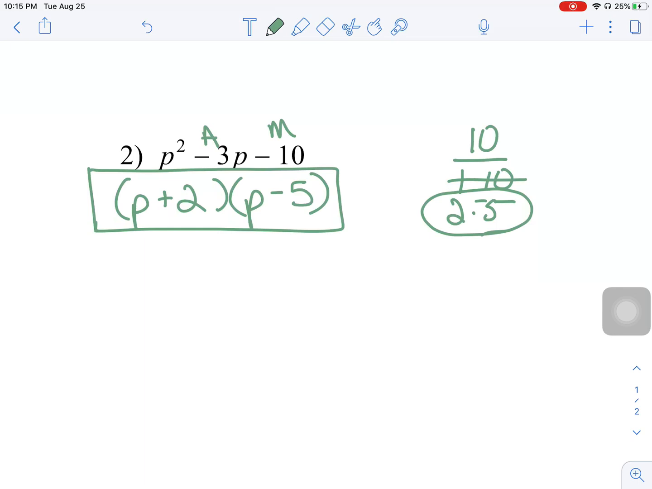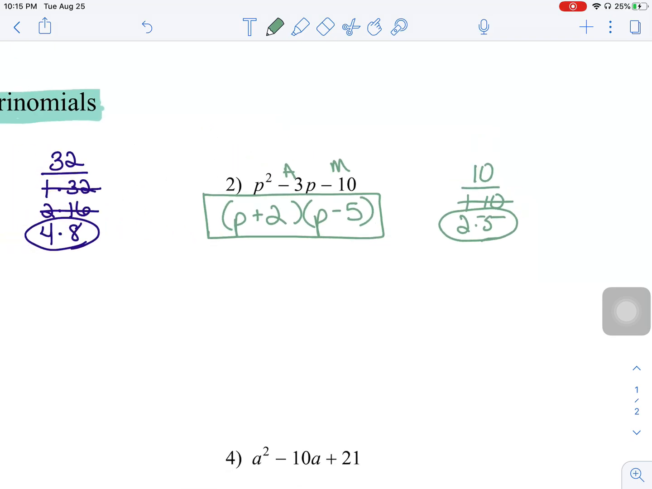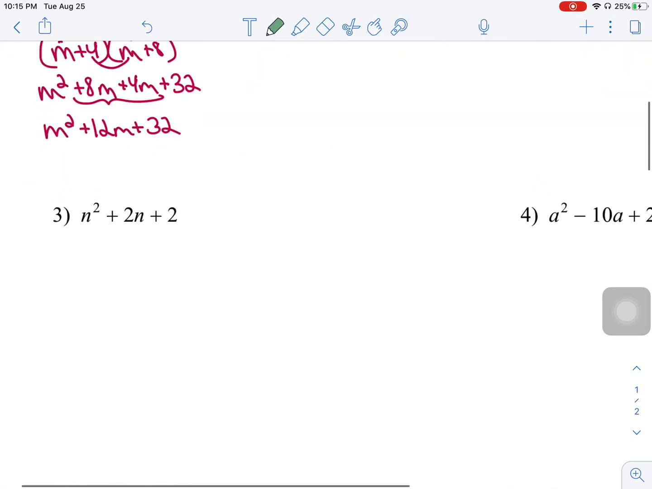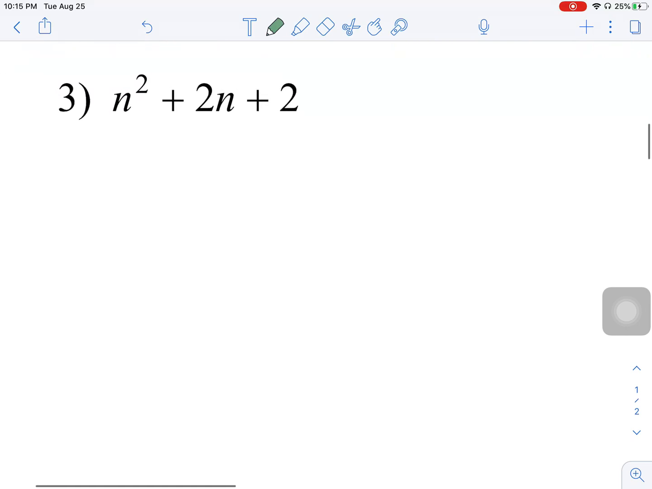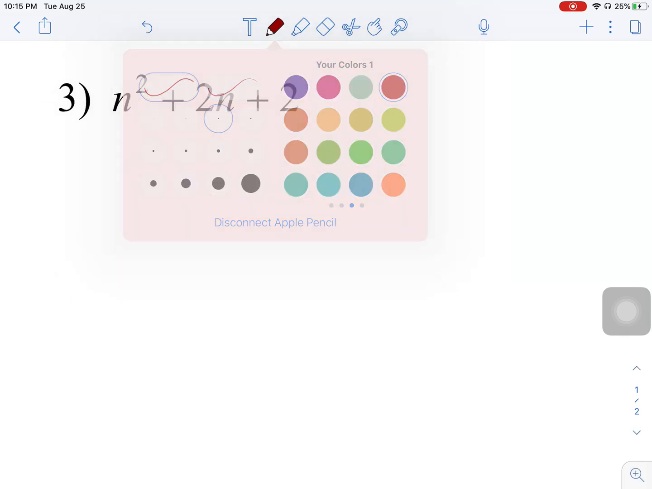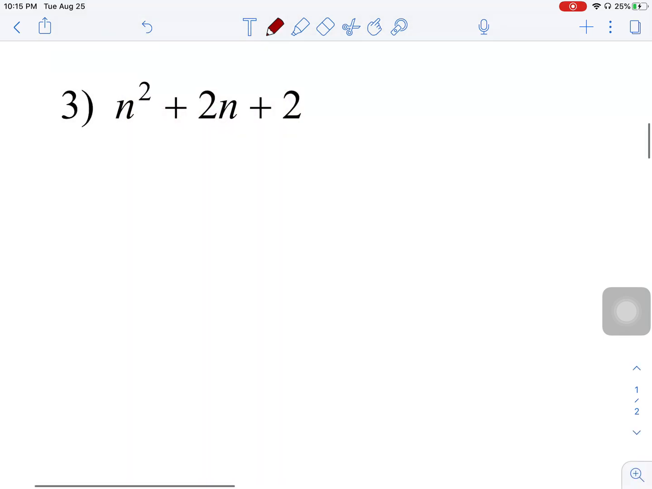Okay, so let's see if we can keep using the same method or if we have to change methods when we go into the next problems. So problem number 3. Let's get that a little centered in the page there. What am I trying to multiply to? Well, I'm trying to multiply to my constant, which is 2, and I'm trying to add up to 2. So what multiplies to 2? Well, the only thing that multiplies to 2 is 1 times 2.